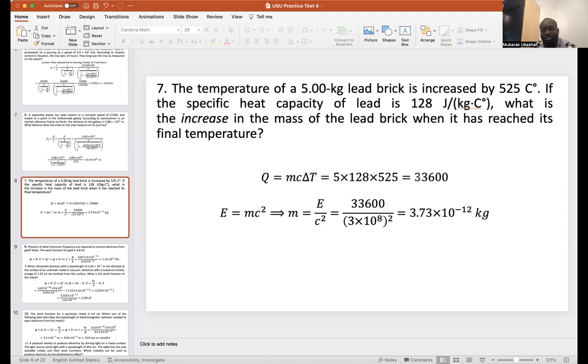So we want to see how much mass we can create from this energy gained by this lead brick. From here we get the mass: E over c squared, energy over the speed of light squared. It's a very little gain, 10 to the minus 12, but it's there. These become much more explicit when we look at nuclear particles.